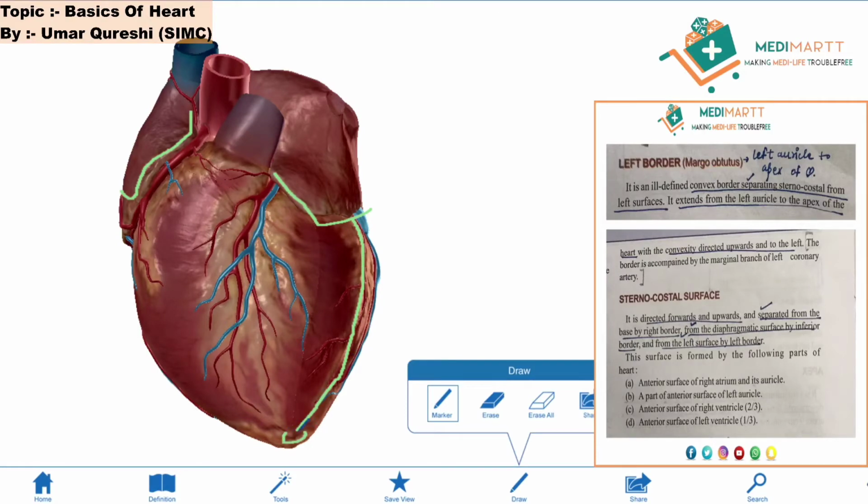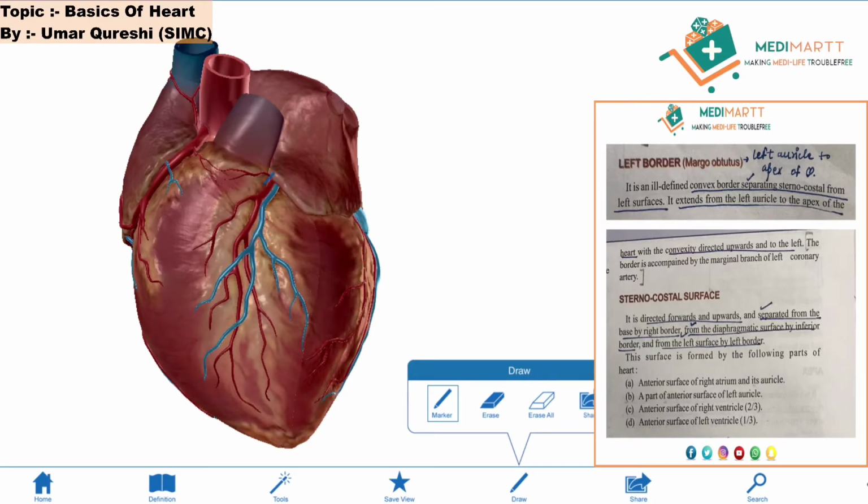This is the apex. So this is the left border with the convexity directed upwards, and the border is accompanied by the marginal branch of the left coronary artery. So basically the convexity of this left border is a little bit upwards. You don't have to remember this point, it is not that important, but this point, that the border is accompanied by the marginal branch of the left coronary artery, you have to remember.